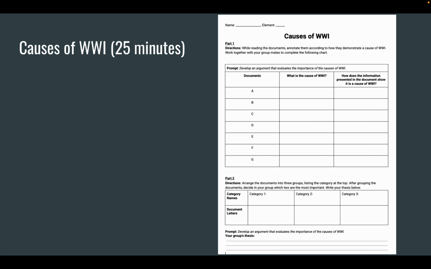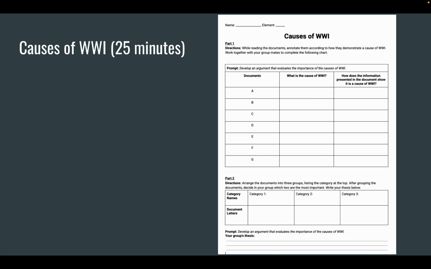Once they have all of the rows completed amongst their group, they would be able to see, using column two, what similarities the documents have. And then that would take them to part two, where the students would group the documents according to that attribute, which would give them the concept, or rather, what the cause of World War One is.